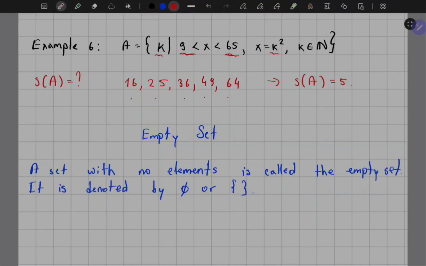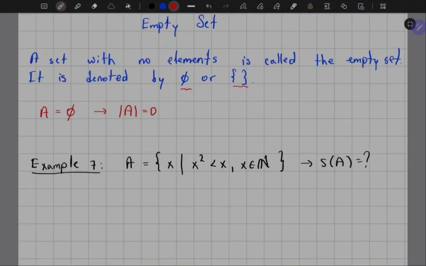Empty set is a set with no elements, and it is denoted by this symbol or these curly brackets. From the definition given above, we see that the cardinality of an empty set is 0. For example, if A is an empty set, then the cardinality of A equals 0. Now let's solve an example related to all this.